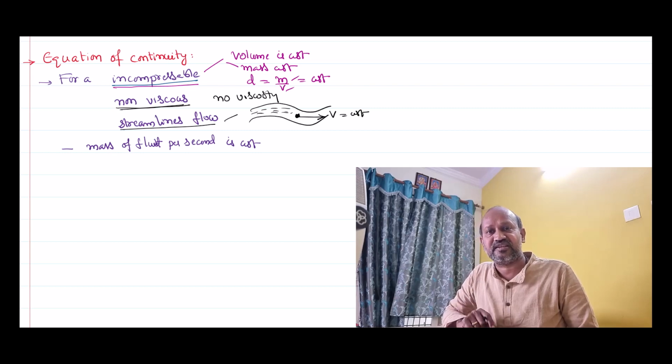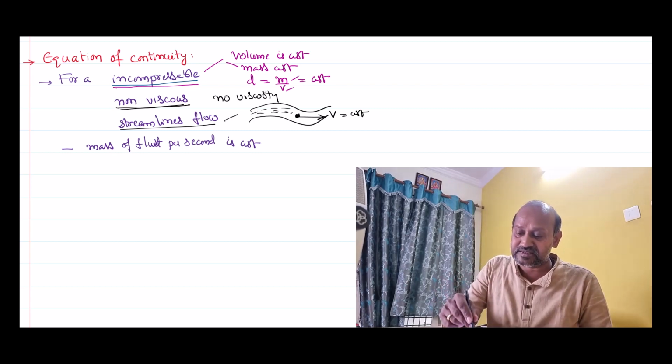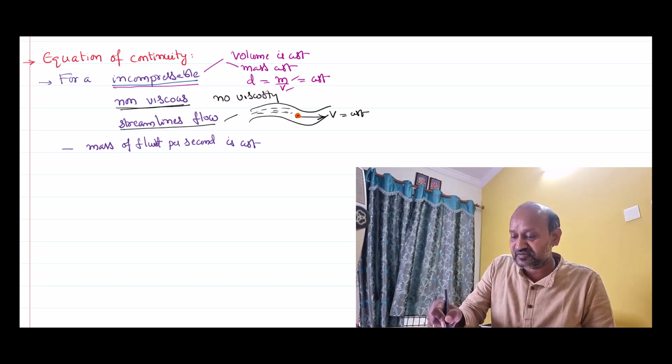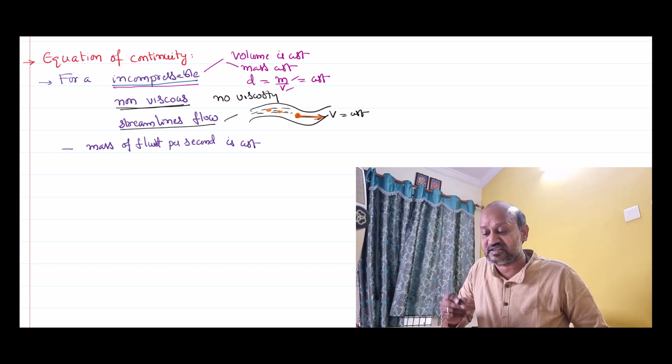What I'm simply saying is, at a given point, all the particles, when the first particle crosses with velocity v, the second particle crosses with the same velocity. The third particle crosses with the same velocity at that particular point.